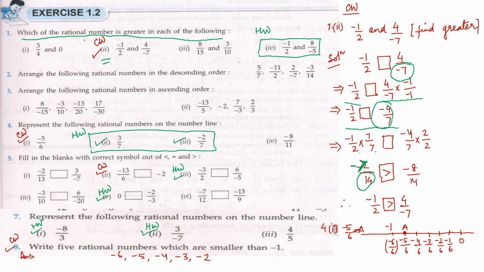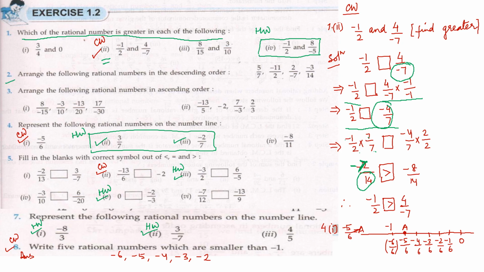This will be minus 7, because 7 twos are 14 and minus 1 into 7 will be minus 7, and minus 8. Then also your minus 7 is greater than minus 8. So it will be like minus 1 by 2 is greater than 4 by minus 7. Then moving on to question number 4.